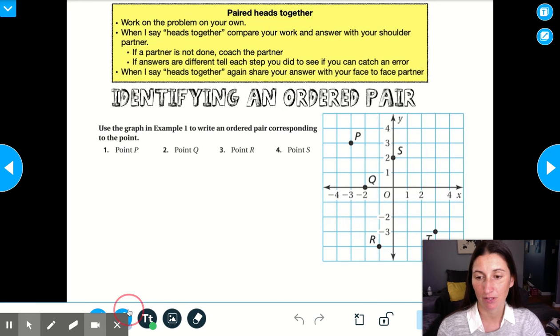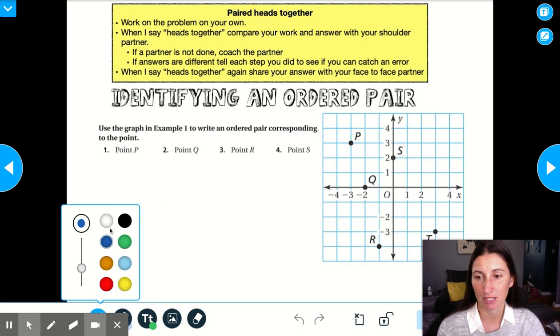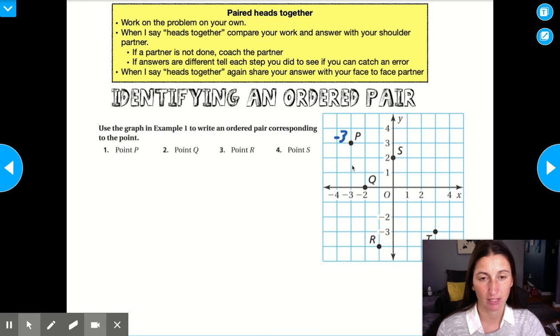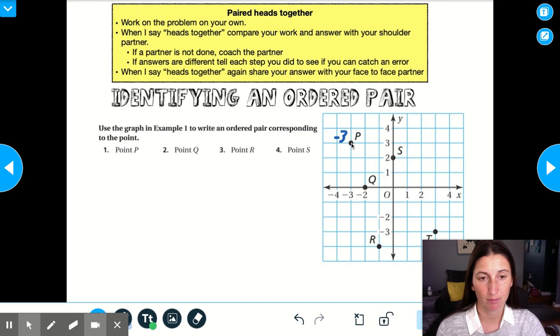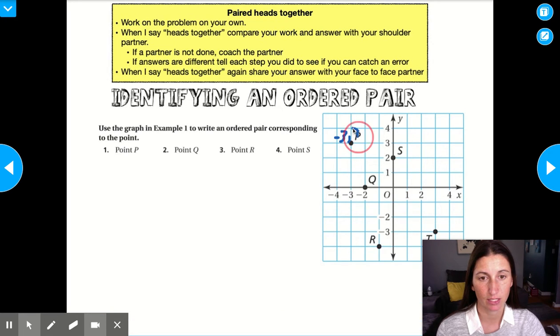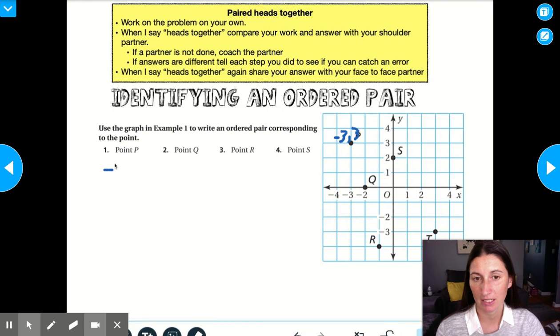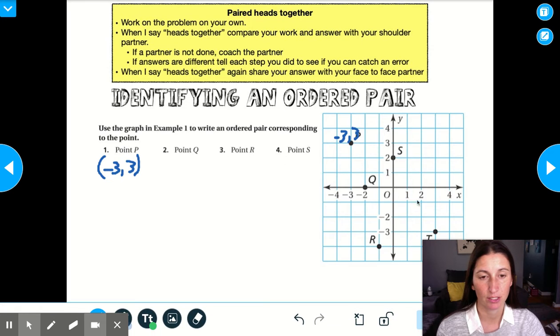Now we want to find out what our point P is. Point P we want to find here. If you remember, we have to go across first. So we would go across to -3. I'm going to write that so I can hold it in my head. And then we're going to go up, and that is 3. So our ordered pair for that is -3, 3. And if we wanted to do Q, we would say we went across left or right to -2.